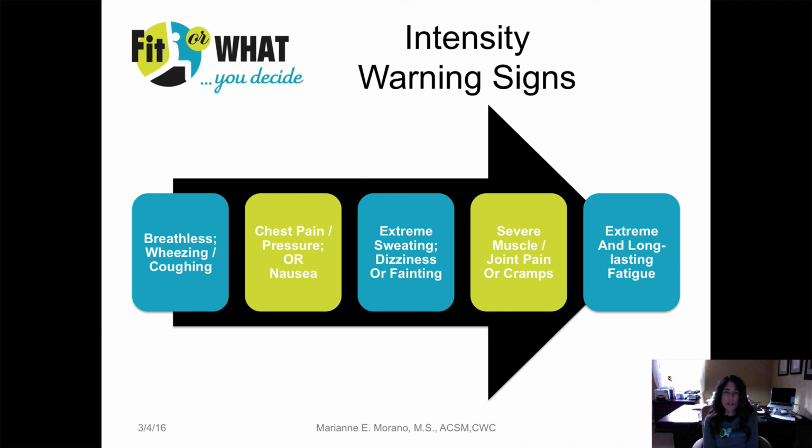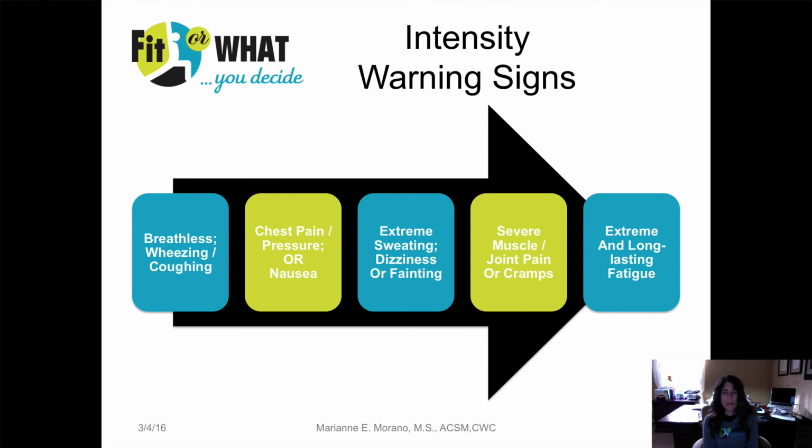So some things you should look for, a warning sign that you're working too hard during your workout, is if you have extreme breathlessness. I'm not talking about just a little bit out of breath, which is normal when you're working hard, but I'm talking about really, really heavy, intense breathlessness that you just really can't catch your breath. Or if you're wheezing and coughing. Chest pain or pressure in your chest of any type is a sign and you should stop immediately. Or if you're nauseous, that's another sign that you're working too hard.